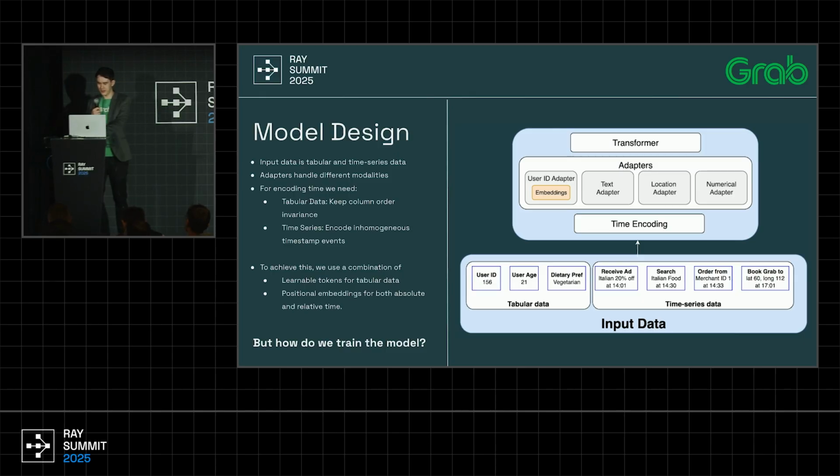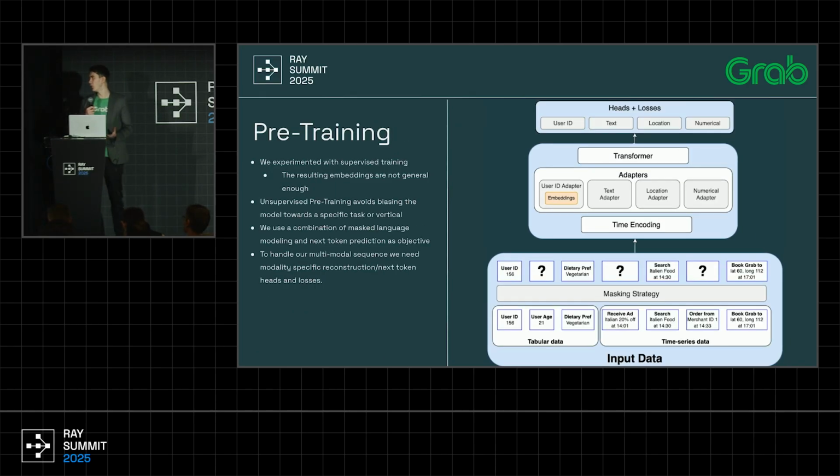So we found that the solution is actually to pre-train, to avoid biasing the model towards a task. What we do for that is use a combination of masked language modeling and next token prediction. So we have certain masked tokens, we reconstruct them, and then because our input data is multimodal, we also need to design different heads for different modalities. For example, for the user IDs, they can be either a classification or similarity loss. For numerical, something like a mean squared error loss.